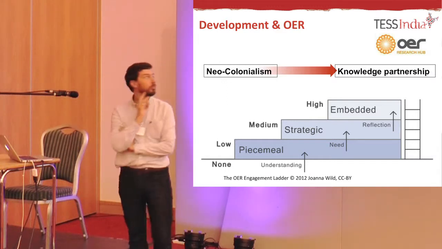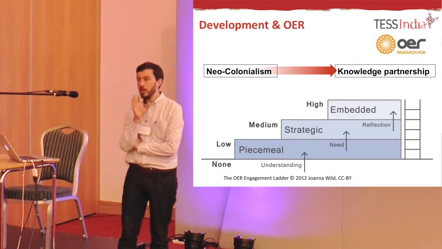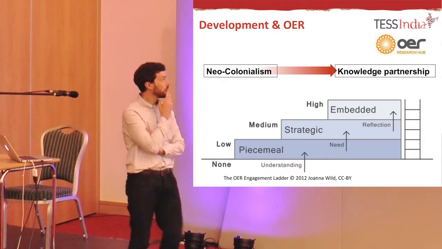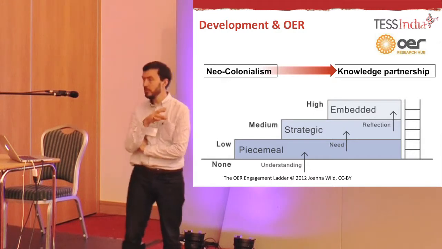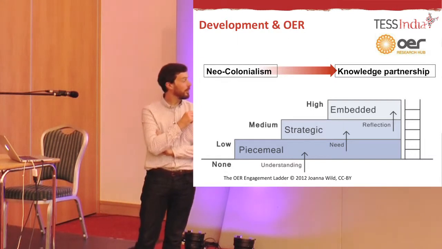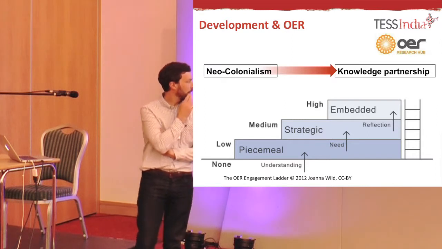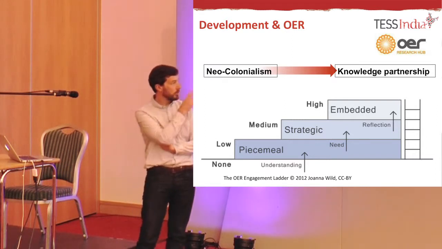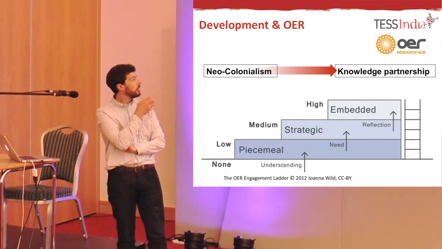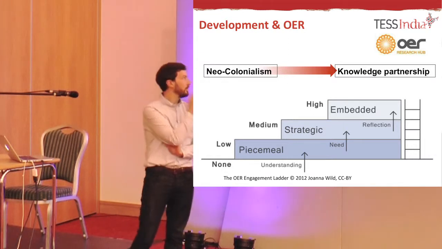Okay, so what we wanted to do really, or what we have done, is looked at OER and what that means for development of OER. And so what we've done is we've taken a very fine piece of work that came out of the School of Fellowship, the OER Engagement Ladder by Joan Wild, which talks about the stages of engagement you go through in terms of OER, and looked at how that relates to development, so how it relates to development of the software.